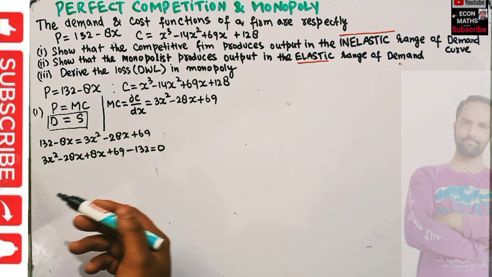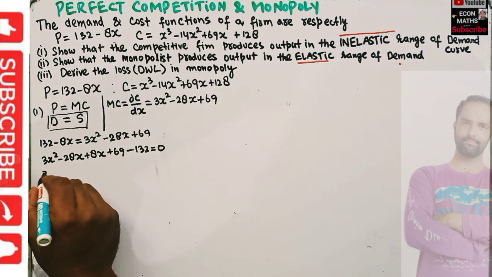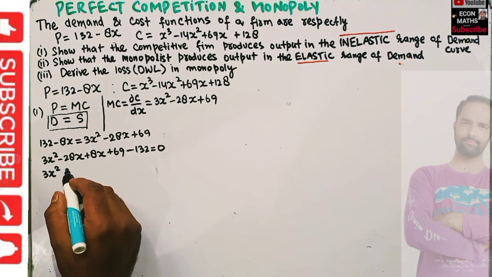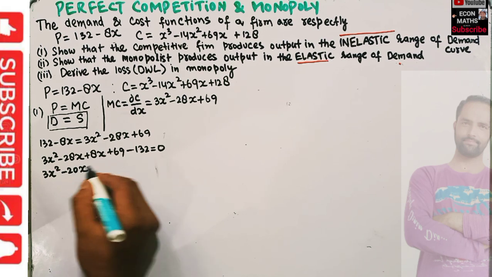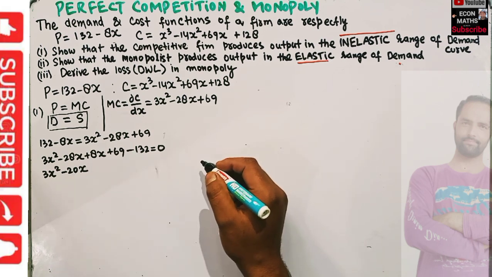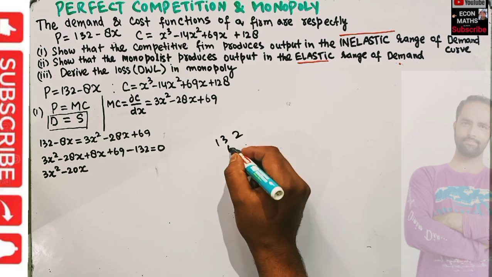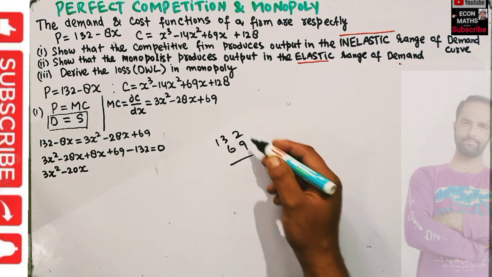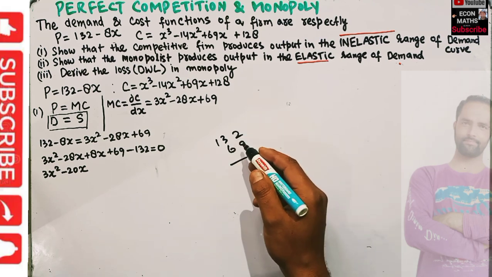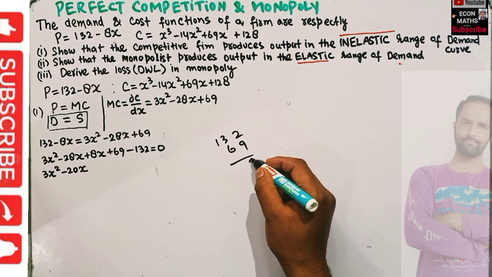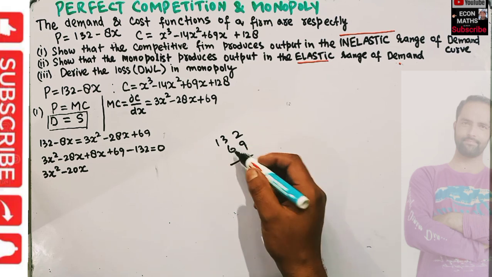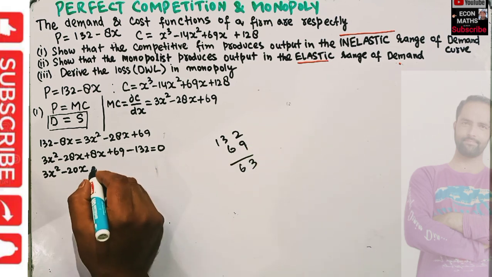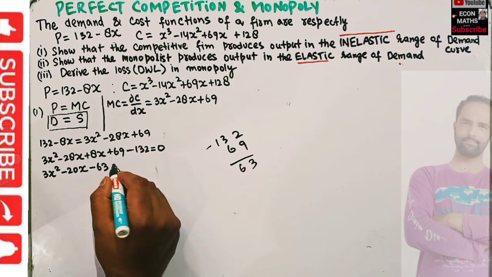Okay, now so we have 3x square minus 28 plus 8 is minus 20x. Now 69 minus 132, so 132 minus 69, now 2 minus 9, so this will come out to be 3. So 63, this comes out to be. Okay, obviously this is minus, so we have minus 63 is equal to 0.